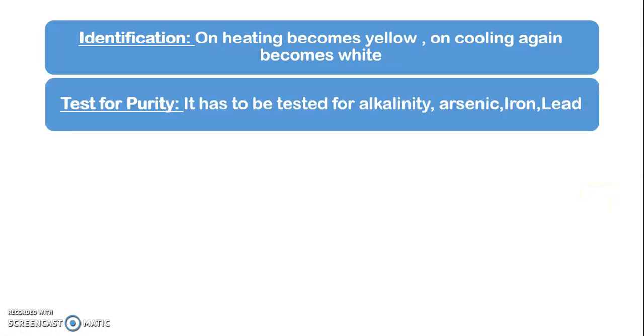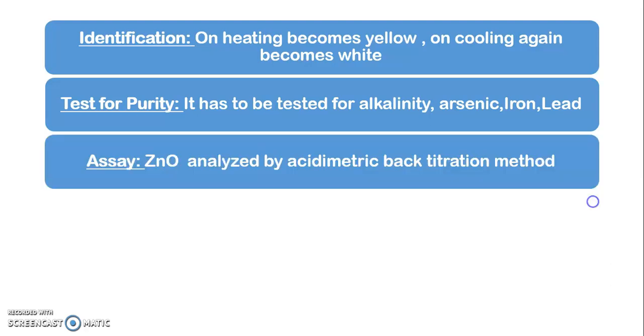Test for purity. It has to be tested for alkalinity. Next, limit test for arsenic, iron, and lead. Arsenic, iron, and lead are impurities. To check these impurities, we need to do the limit test for arsenic, iron, and lead. These must be within a limit.